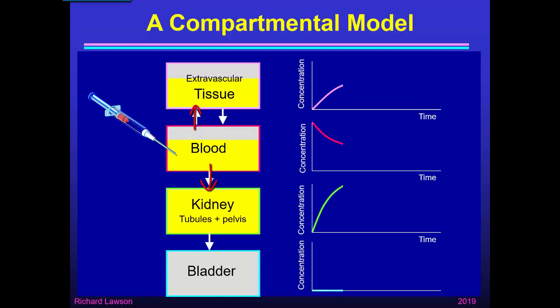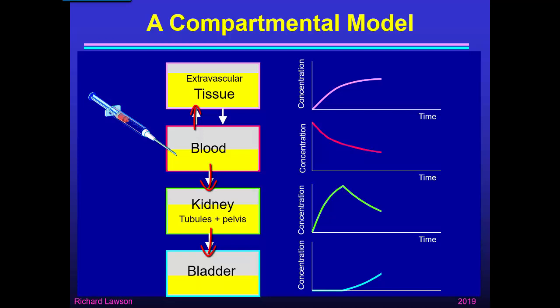It will continue rising for a while because it takes a few minutes for the radiopharmaceutical to pass down through the tubules and the pelvis before it begins to excrete into the bladder. But after maybe 3 or 4 minutes, excretion into the bladder begins, and then the kidney concentration will go down and the bladder concentration will begin to go up.